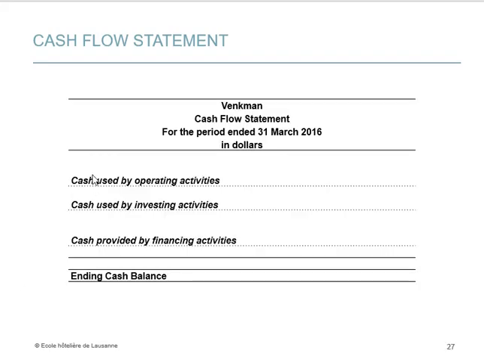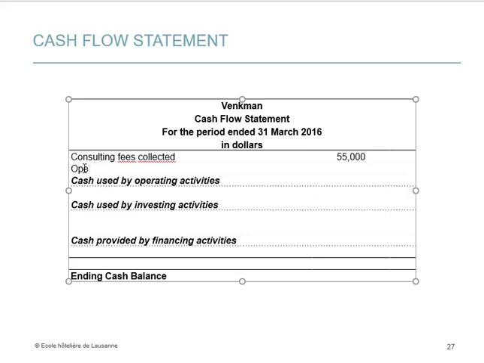And now, when we have categorized everything, let's briefly sum up all that we have for the cash used by operating activities, cash used by investing activities, and by the financing. As I already told you, consulting fees collected, it's our type of revenue, so it's 55,000 we represented here. Then we have operating expenses. It's equal to the 102,000.